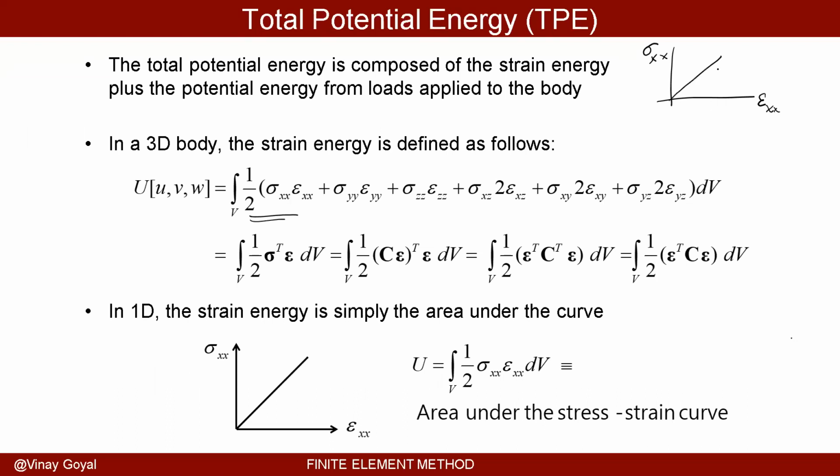That 1/2 sigma xx epsilon xx is really the area under that curve. And that's what you see there as a strain energy. And that makes total sense. The strain energy is the area under the stress strain curve. Now I have to integrate this quantity over the volume because I need to determine the total strain energy in that material that has volume V.